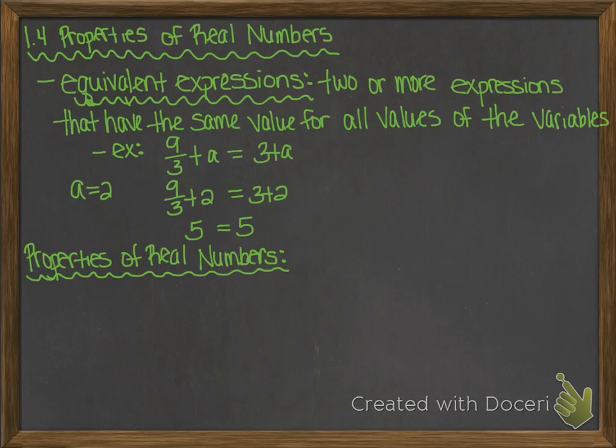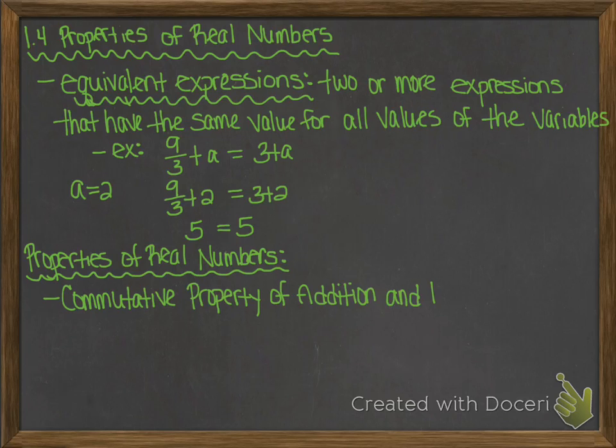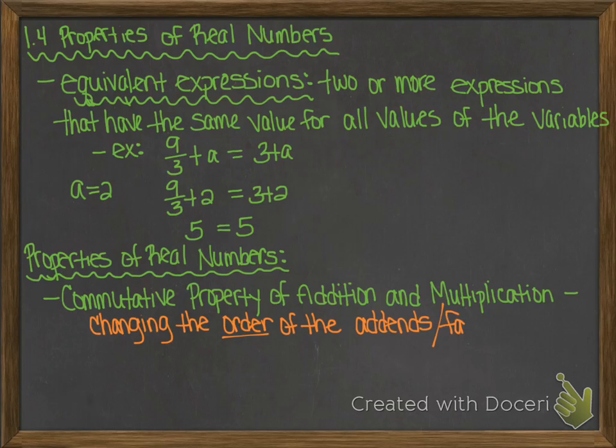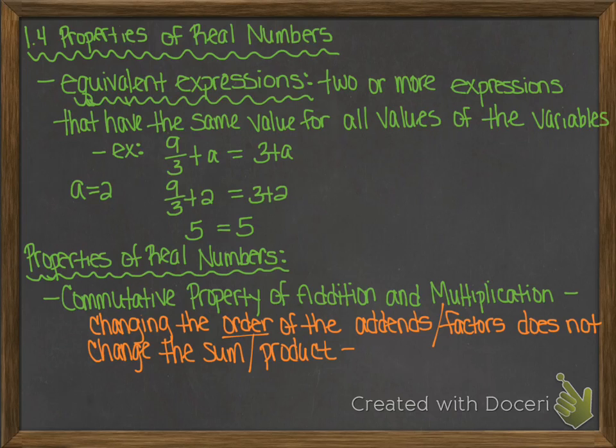But starting with our properties of real numbers, the first property that I have is the commutative property of addition and multiplication. And I kind of lump these together to hopefully save on the writing. Okay. The commutative property, what it does, it's changing the order of the addends or factors, but it does not change the sum or product. Okay. Notice I have underlined order.